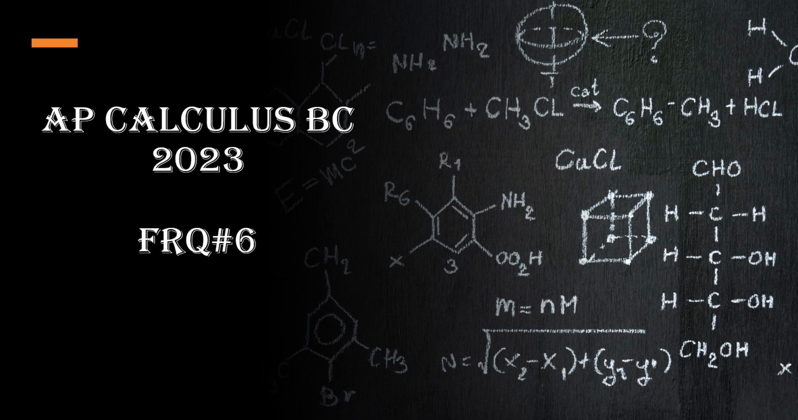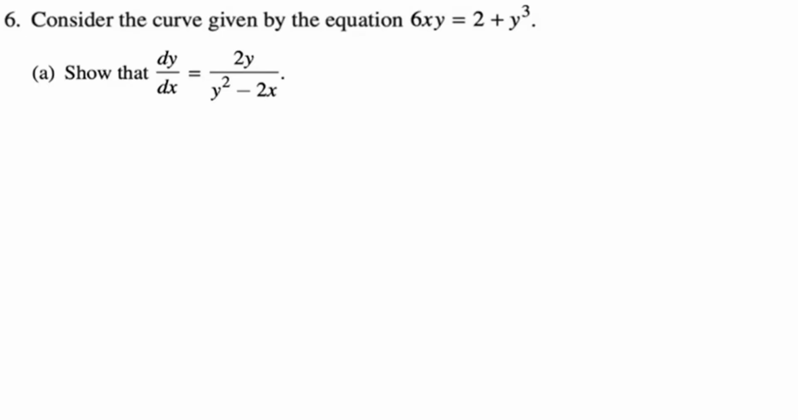Now let's solve question number 6, which is about: consider the curve given by the equation 6xy = 2 + y^3. Show that dy/dx = 2y/(y^2 - 6x). So in order to show this, you have to take the derivative of this function with respect to x.